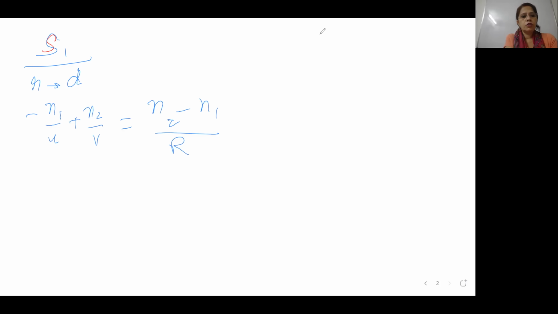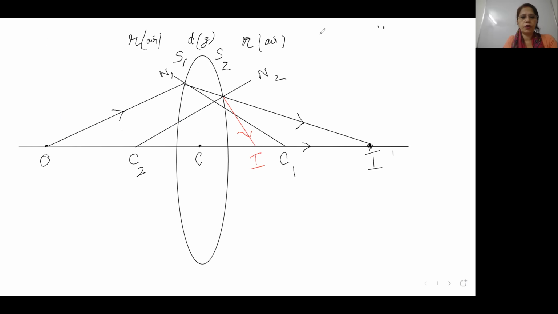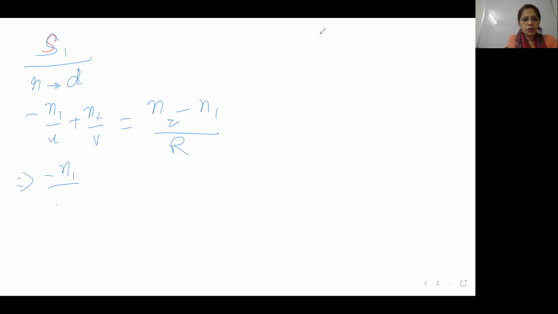Very good. So here from the figure, minus N1. What is U here? See from the figure. What is U? U is your OC. This is your U. And for the first refraction, what is your V? CI dash. CI dash is the first V. So this is your, 1 minute, plus N2. So for this, I will write CI dash. Sorry, U. U means, yes, pardon.